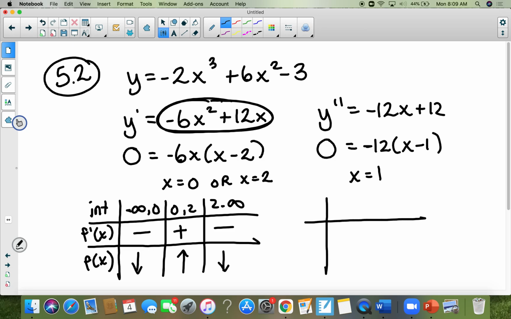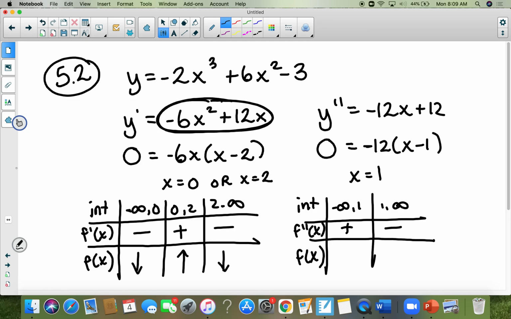Again, you make another sign chart: negative infinity to 1 and 1 to infinity. This is the interval, this is the double derivative, and this is the original. I'm kind of going fast, but I think you remember how to make sign chart 1 and sign chart 2. This is going to be a positive and this is going to be a negative. The double derivative teaches concave up and concave down.